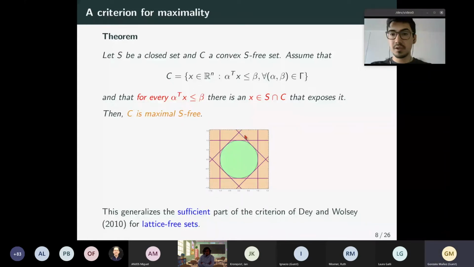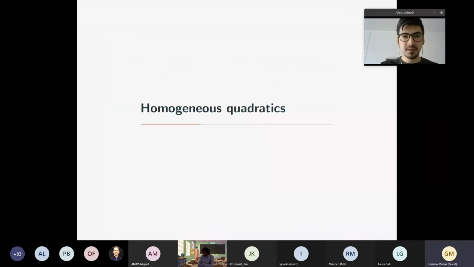So the idea is, if I look at this ball, for example, and I define S as everything outside the ball, and I look at all the boundary, I have a bunch of exposing points. We have a point here that is exposing this inequality, and essentially every point in the boundary is exposing one inequality, and the points in the boundary are both in S and in C. So this gives me a certificate that the set C that I'm considering here is maximal, that I cannot enlarge it further than this. And this generalizes the sufficient part of the criterion that I mentioned before for lattice-free sets. It's not necessary, but it's sufficient. So how do we use this criterion? I'm going to start with homogeneous quadratics, which is the easiest case.